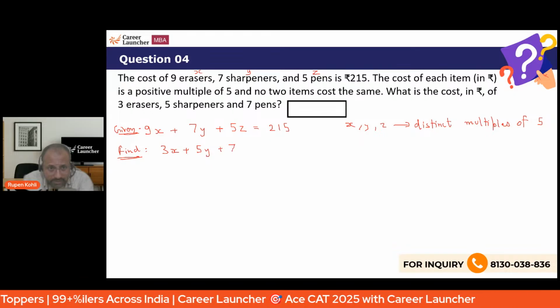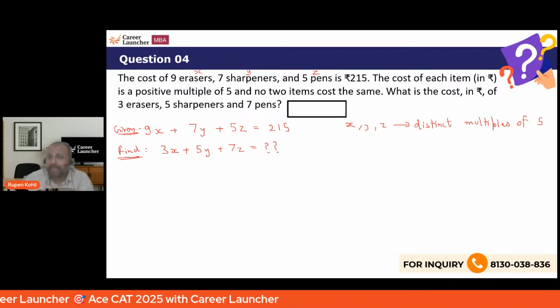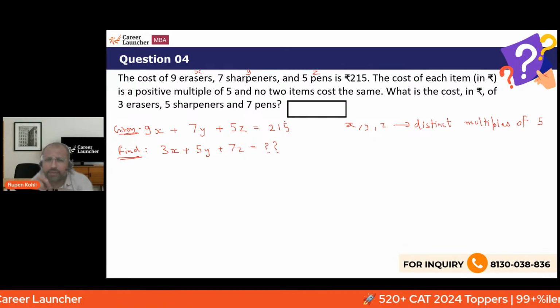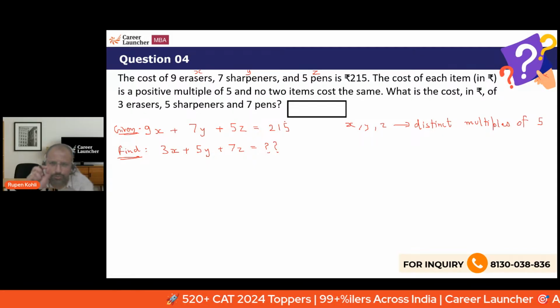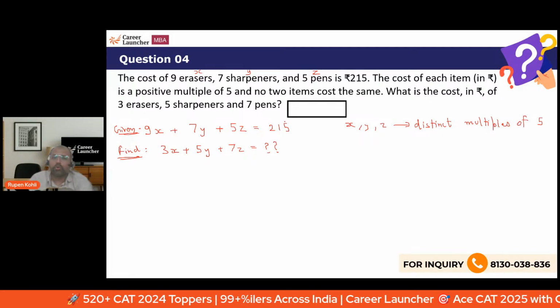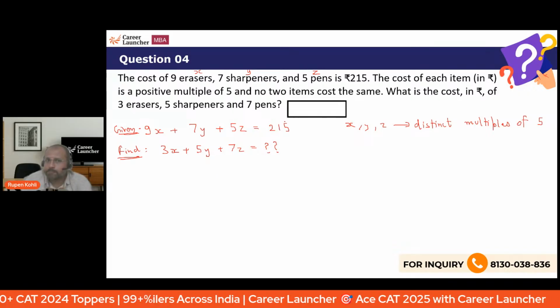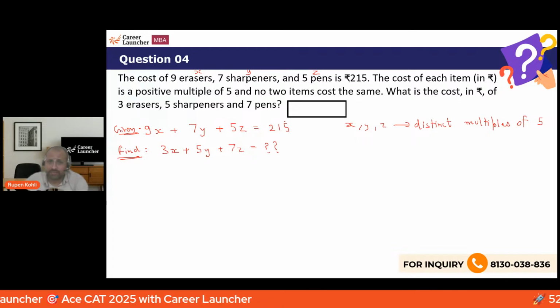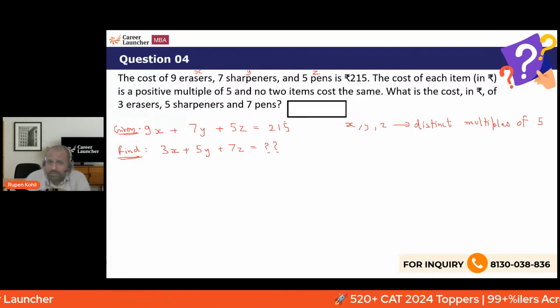Now here is what we can say. This 215 is not a very large number. This number holds the key. You see, X, Y, Z are multiples of 5. So the costs are not smallish. It's not like 2 rupees, 3 rupees things. They are multiples of 5, and they're distinct multiples of 5 also.